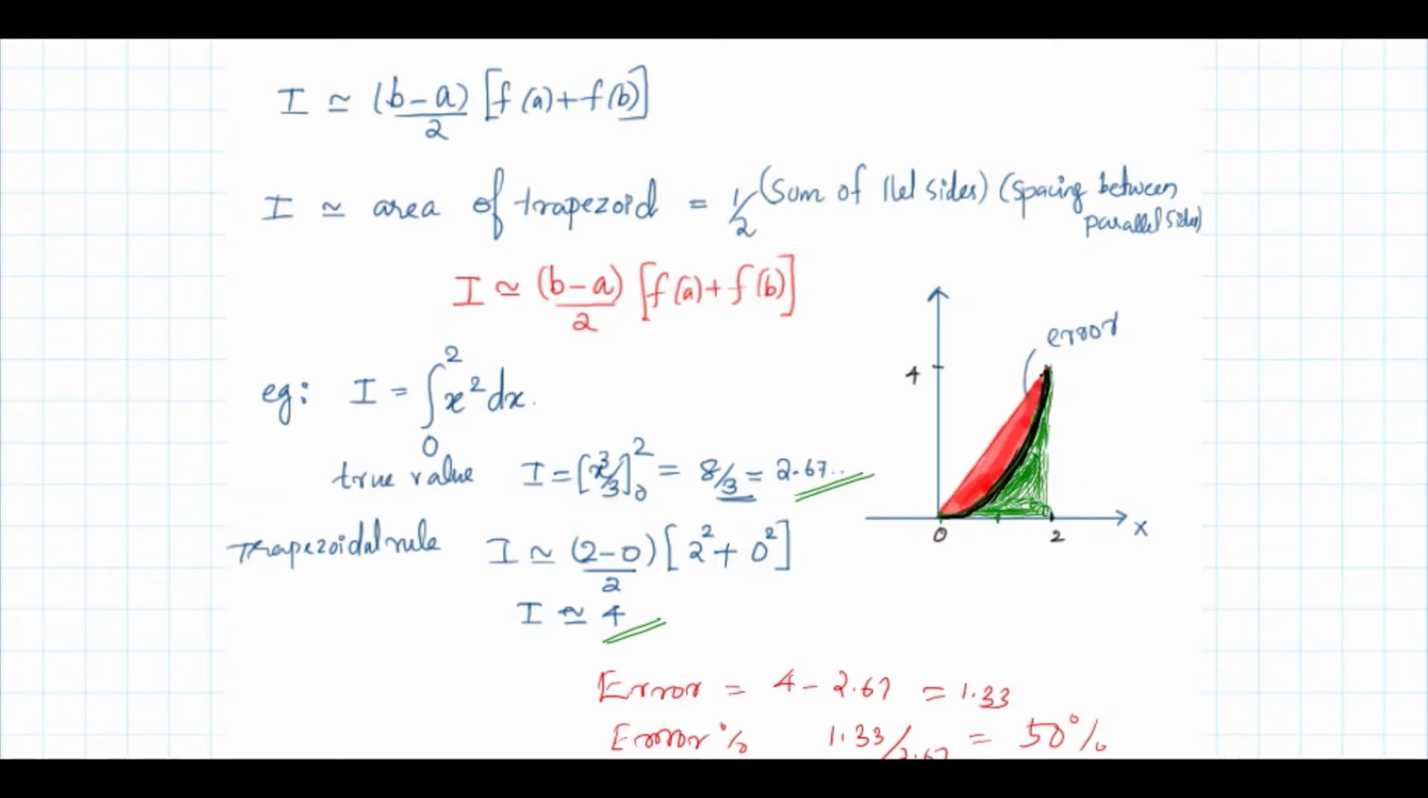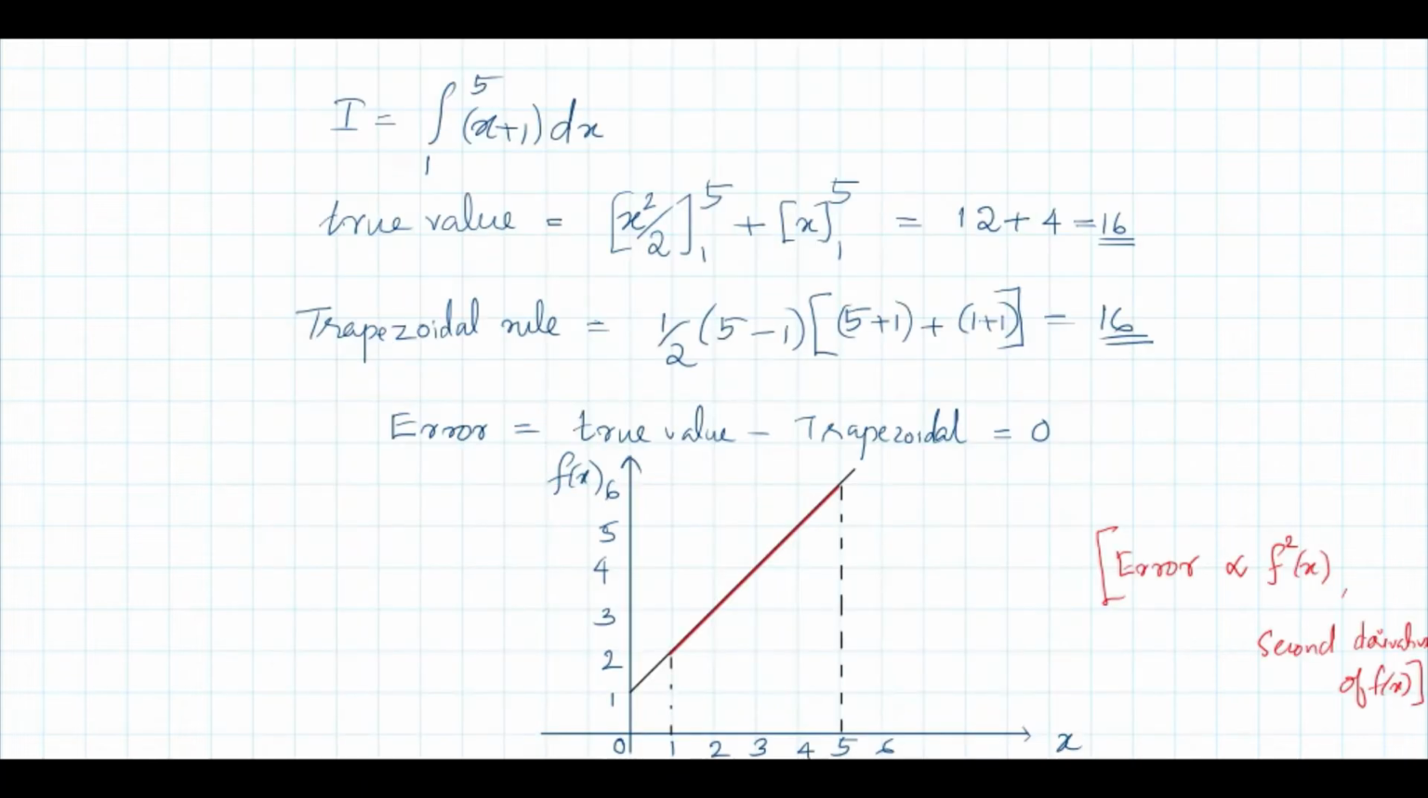Here, if you calculate the area under this straight line segment, then that will be this area of a triangle. Definitely the error portion is this extra, this red color region. The area of this red color region is 1.33, plus this 2.67, that will give you the total 4.